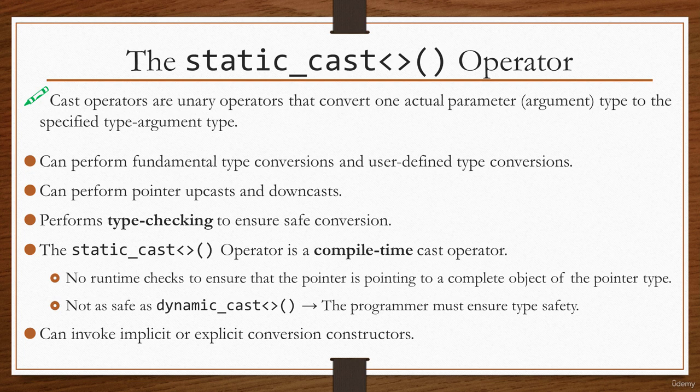However, the static cast operator is a compile time cast operator, so no runtime checks are performed to ensure that the pointer is pointing to a complete object of the pointer type. A runtime type check is an overhead for the dynamic cast, which we'll discuss in the next lecture, so the static cast does not have that runtime overhead. However, because we do not perform that runtime check, the static cast operator is not as safe as the dynamic cast, and so the programmer must ensure type safety with static cast. Another interesting note is that static cast can invoke implicit or explicit conversion constructors.